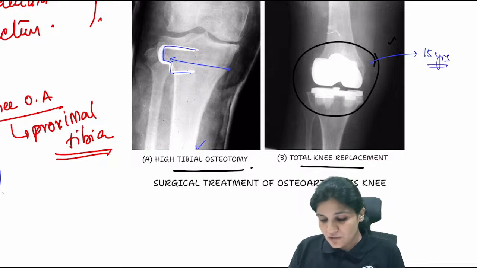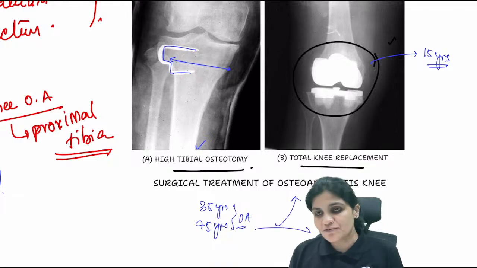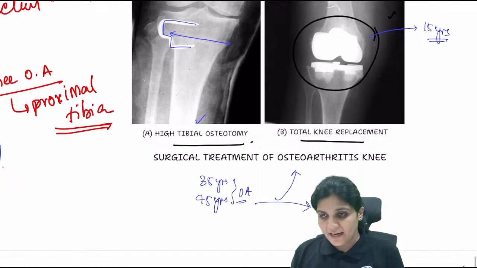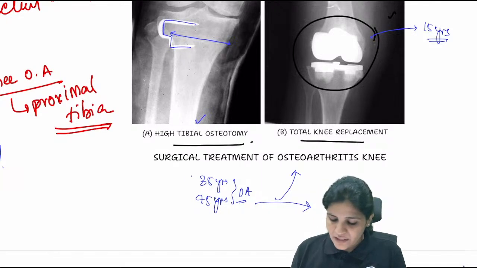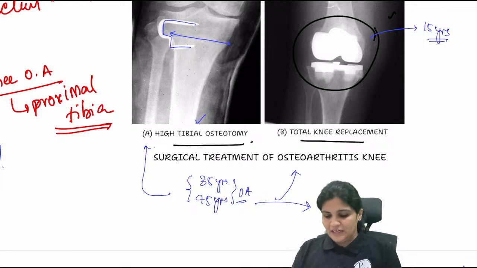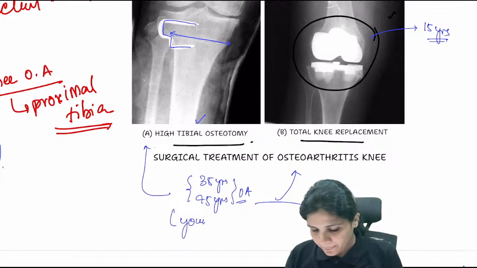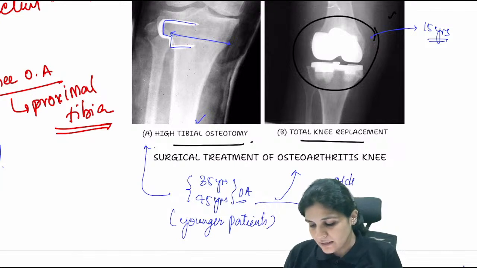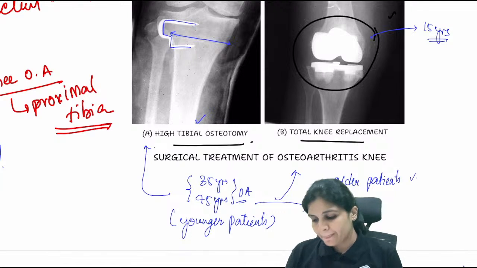So if a patient of 35 years or 45 years comes to you with OA of the knee and you treat with total knee replacement, again they have to go for a second replacement, right? So that is why, for age below 50, they will try this high tibial osteotomy. That is for younger patients. Younger patients we go for high tibial osteotomy and older patients we go for total knee replacement.